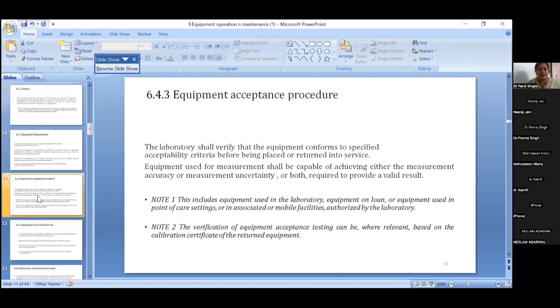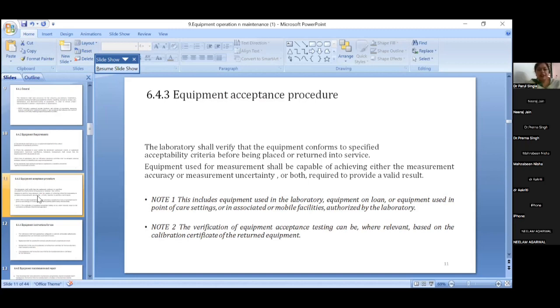Those guidelines. So that is called IQ, OQ and PQ of the equipment: its installation qualification, its performance qualification and its operational qualification. These are IQ, OQ and PQ. They should meet for the valid results.